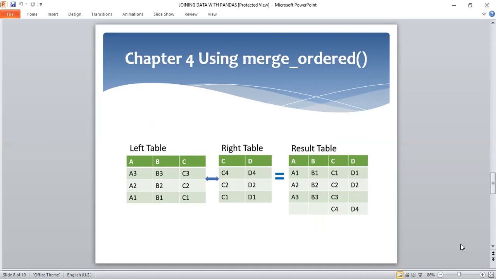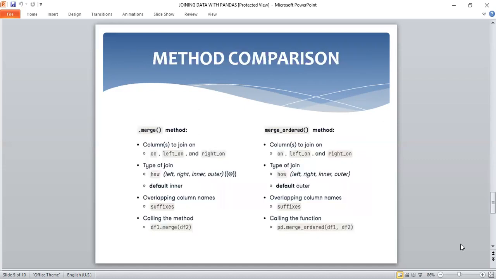This diagram shows the left table and right table using merge_ordered, and the result is shown. Method comparison between the merge method, dot merge method, and merge_ordered. Dot merge method: columns to join on, left_on and right_on. Type of join: left, right, inner, outer. Default inner, overlapping column names, and calling the method.